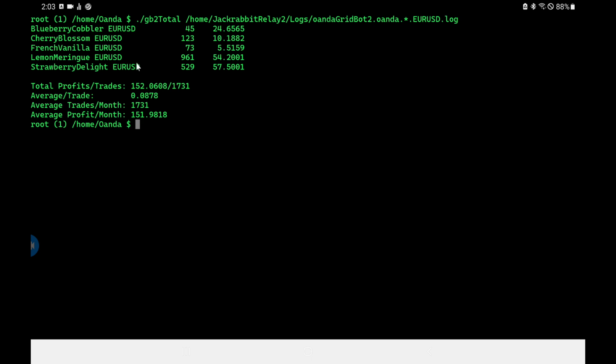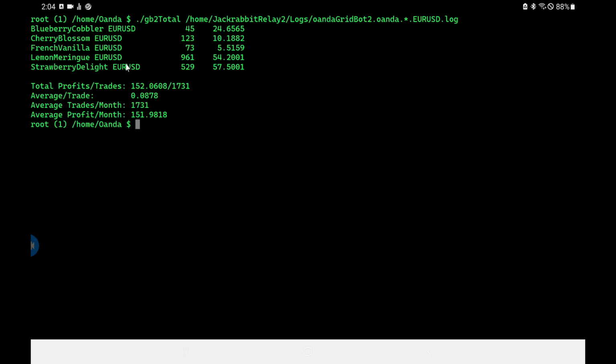The French Vanilla account. This is a high risk account because it only has 10 levels. Blueberry Cobbler has 43 levels. I started out at 73 levels with my real money account, and I am now running 43 levels in parallel with Blueberry Cobbler because that looked safe and reliable for my risk assessment.